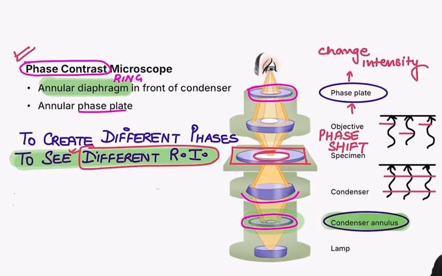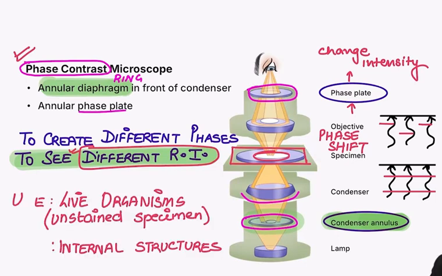So what is it used for? Number one, it is used for seeing live organisms, because now I notice that because you have changed the phase of light, you don't need to add any dyes and you don't need to add any colors to create that contrast. That contrast has already been created by whom? By the change in the phase of the light. Now you understand phase contrast, that you are creating a contrast by doing a shift in the phases of the light, and hence a phase contrast, which means I will be able to see unstained specimens or live organisms without adding any dye.